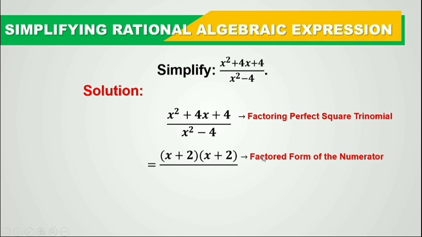So again, this is the factored form of the expression in the numerator, ito. And then, how about the denominator? So x squared minus 4. So is this factorable? Yes. And we could factor this using factoring the difference of squares, di ba?